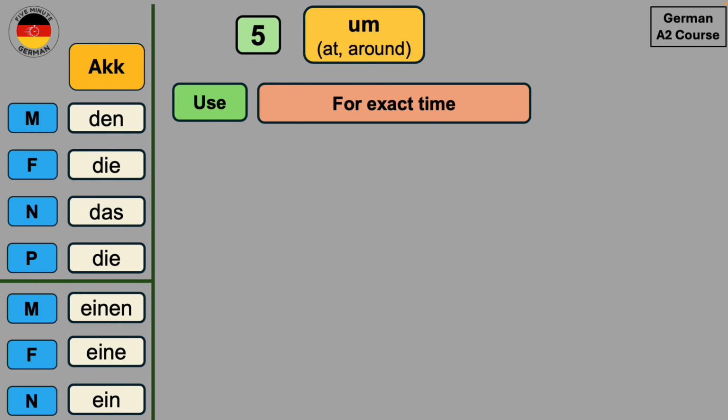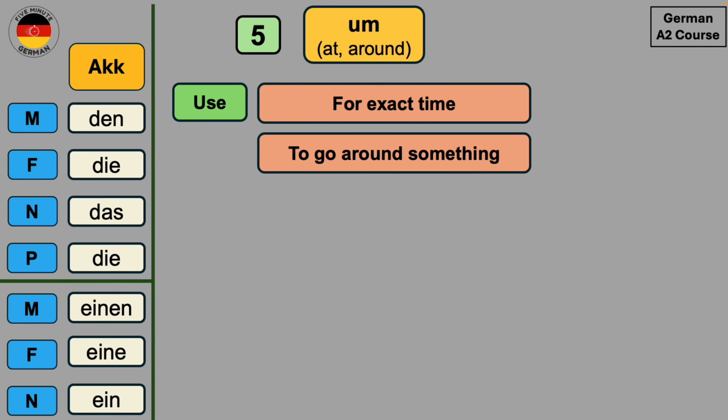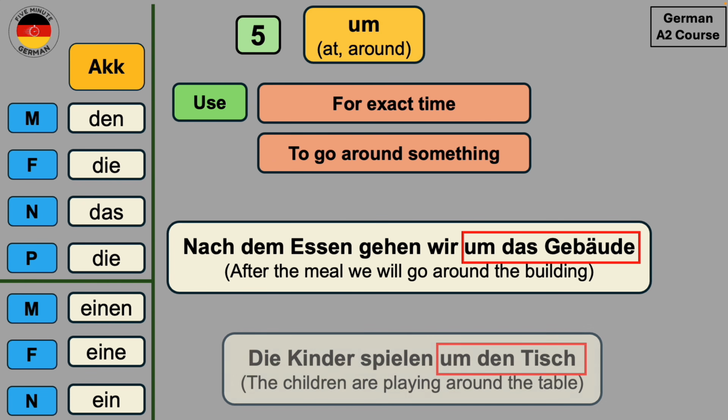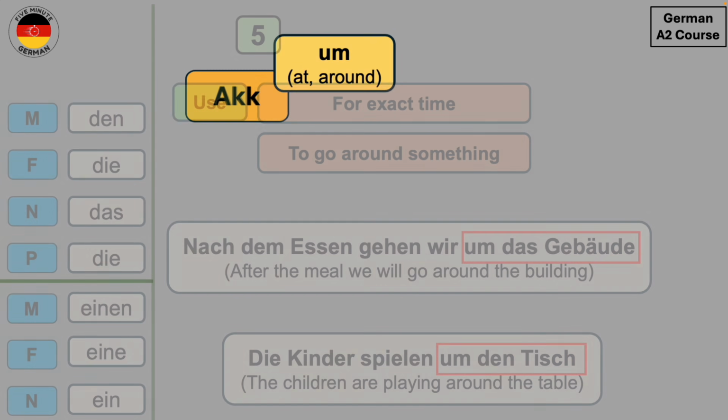Another use for um is to tell when you have to go around something. So an example can be, Nach dem Essen gehen wir um das Gebäude. After the meal, we will go around the building. So we will do a walk around the building after the meal. Another example can be, Die Kinder spielen um den Tisch. The children are playing around the table. So this is also how you can use um. So let's move on.